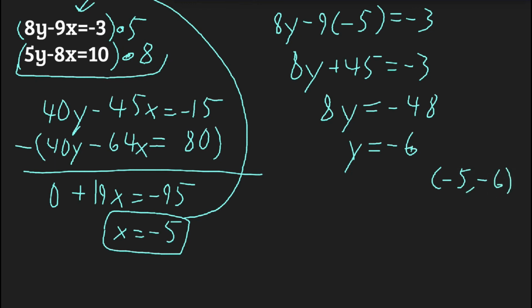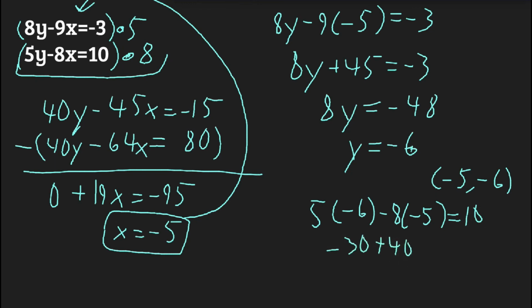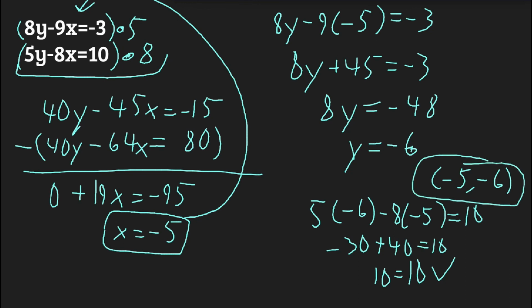So now my solution I have is negative 5 and negative 6, and now I'll just make sure that's right by plugging both those numbers into that second equation. So 5 times negative 6 minus 8 times negative 5 is equal to 10. So I'm going to get negative 30 plus 40 is equal to 10, and then perfect, yep, 10 is equal to 10. I've proved that system of equations as true. So negative 5 and negative 6 is my answer.